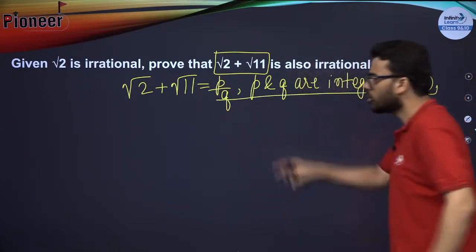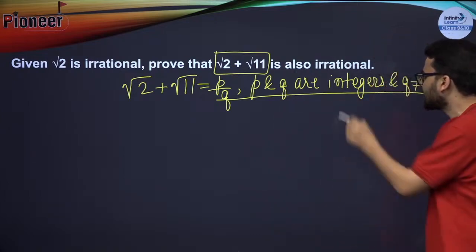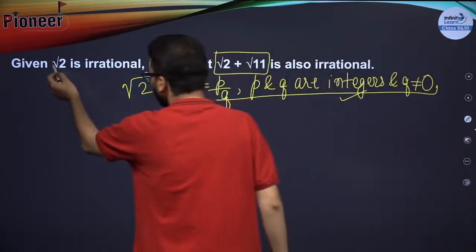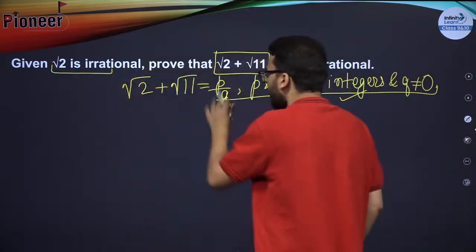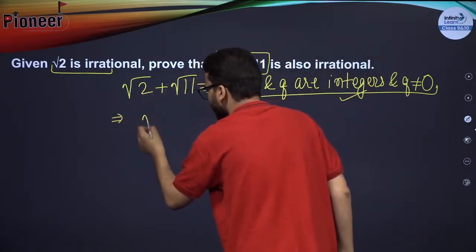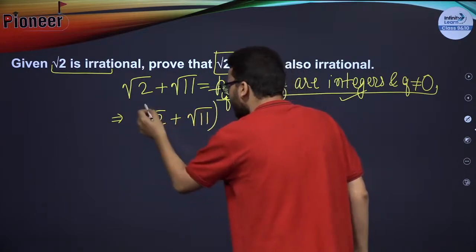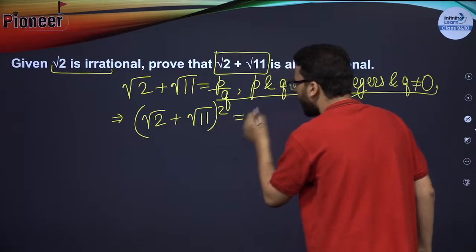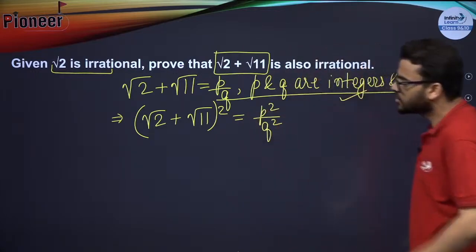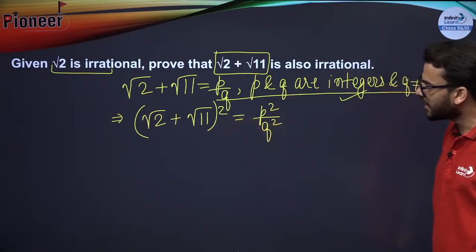I hope that is clear. Root 2 plus root 11 is equal to P by Q, where P and Q are integers and Q is not equal to 0 over here. So it is already given that root 2 is an irrational number over here. Now basically you see, in this type of question we have to square on both these sides, because we want to separate out an irrational number root 2 on one side of this thing. So we can take over here square on both the sides like this.